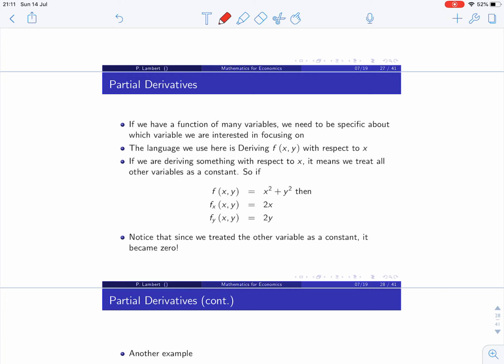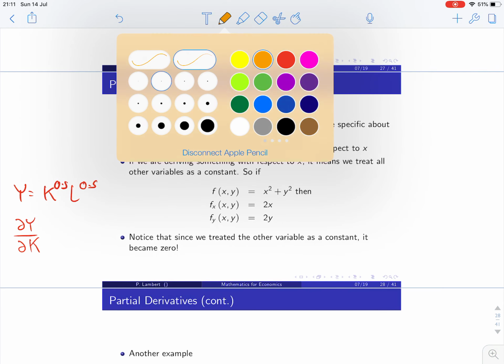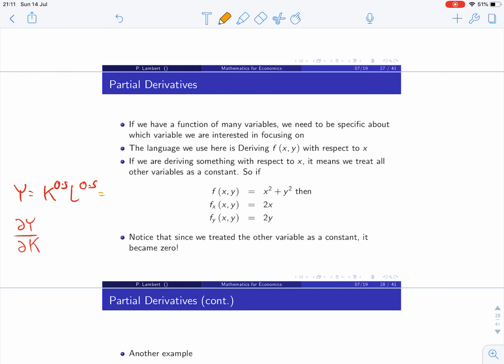So you could very easily, for example, if you had y equals k to the power of 0.5, L to the power of 0.5, if we wanted to find the partial derivative with respect to k, which is again going to give us the marginal product of capital, when we take this derivative with respect to k, we can basically just think about this L to the power of 0.5 as being a constant.